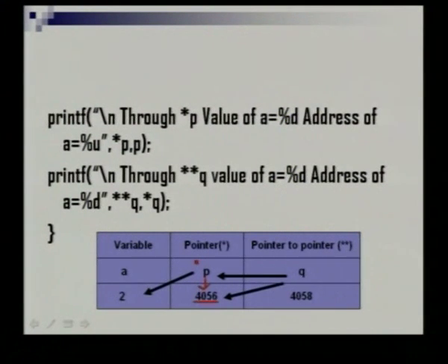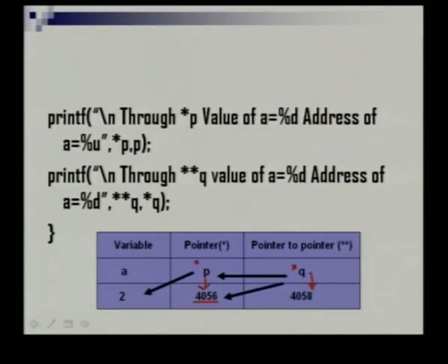This pointer q, star q holds the value of p. Simply if you give q, it represents 4058. If you give star q, it represents 4056, the address of p. So star q holds the value of this p. So a pointer simply holds the address.